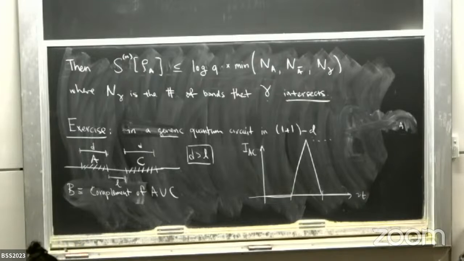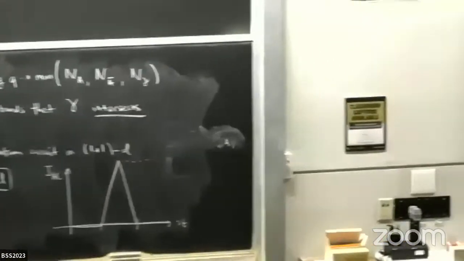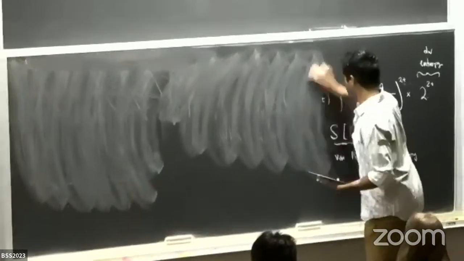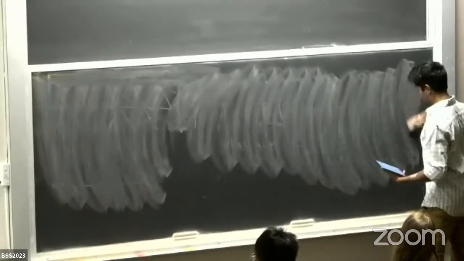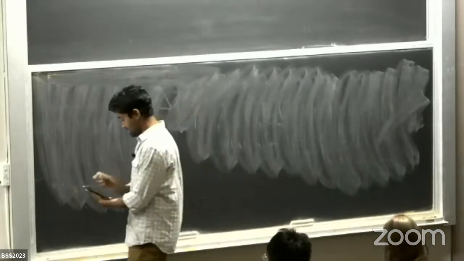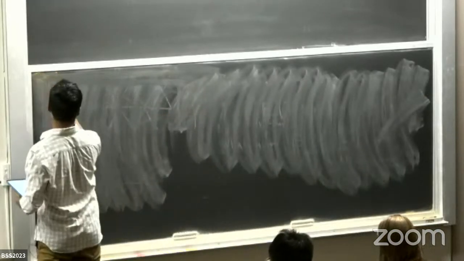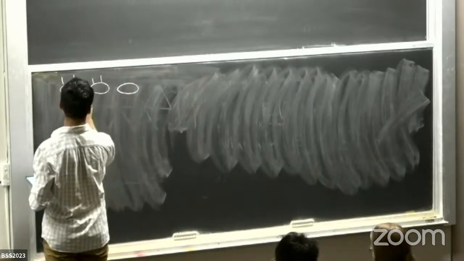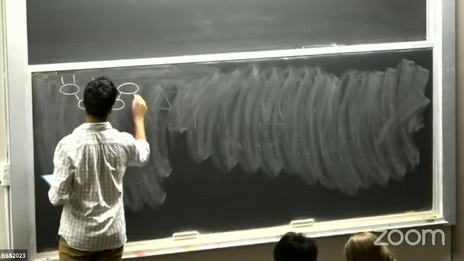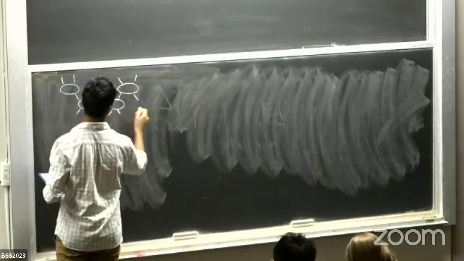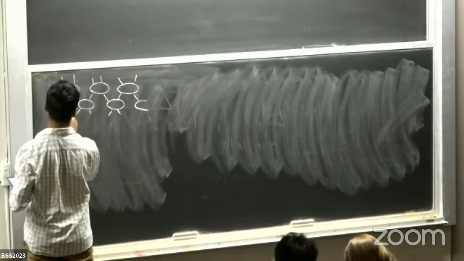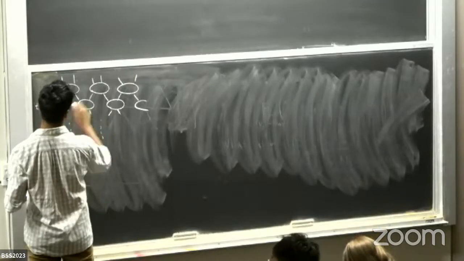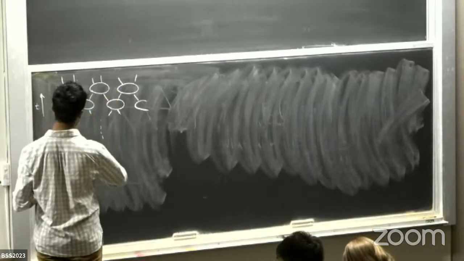Okay, so now we're ready to actually say something about the von Neumann entropy in the original circuit that we wanted to study. Okay, so let me draw this brickwork circuit again. So I'm just drawing one time step of the brickwork circuit. This is the arrow of time up here.